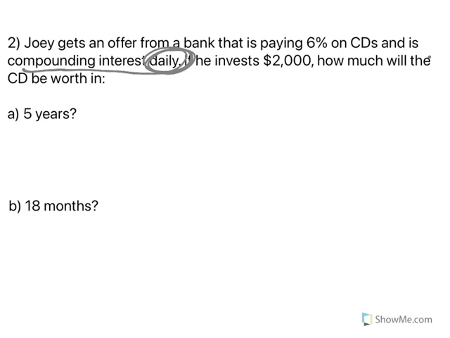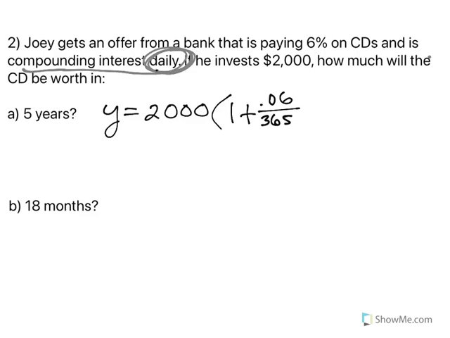Okay, so let's look at our formula here. We've got y equals the initial amount of $2,000 times 1 plus, what's my interest rate? 0.06 over 365. Because if we're compounding daily, there are 365 days in a year. So that's what we're going to divide by. Then I'm going to take my 365 and multiply by how many years? In this case, I multiply by 5.